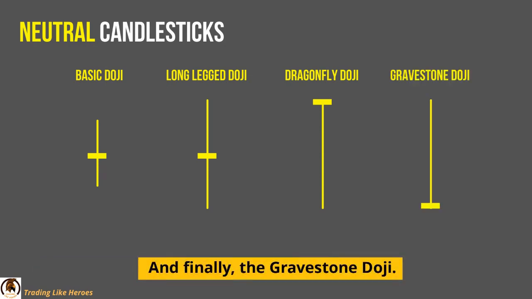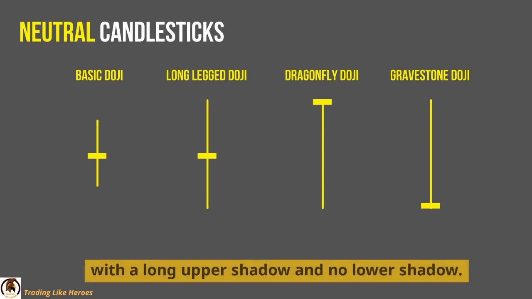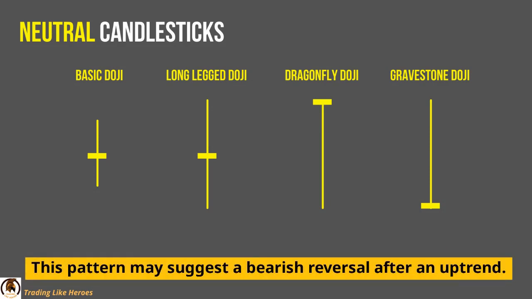And finally, the gravestone doji. In this case, the open and close prices are near the low of the period, with a long upper shadow and no lower shadow. This pattern may suggest a bearish reversal after an uptrend.